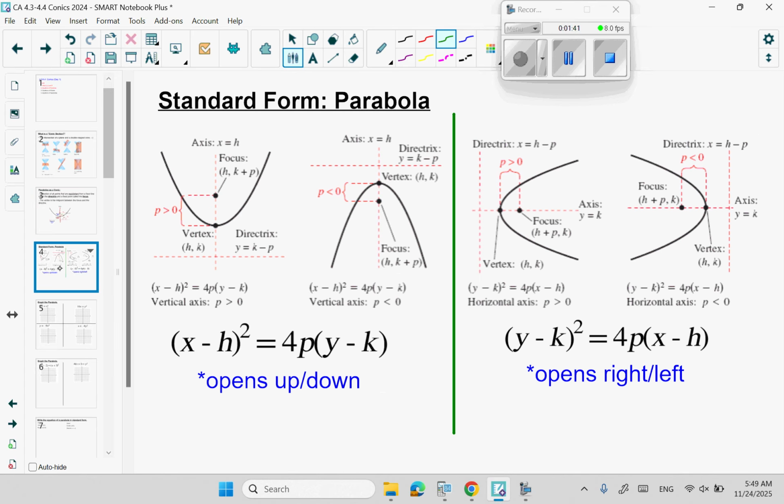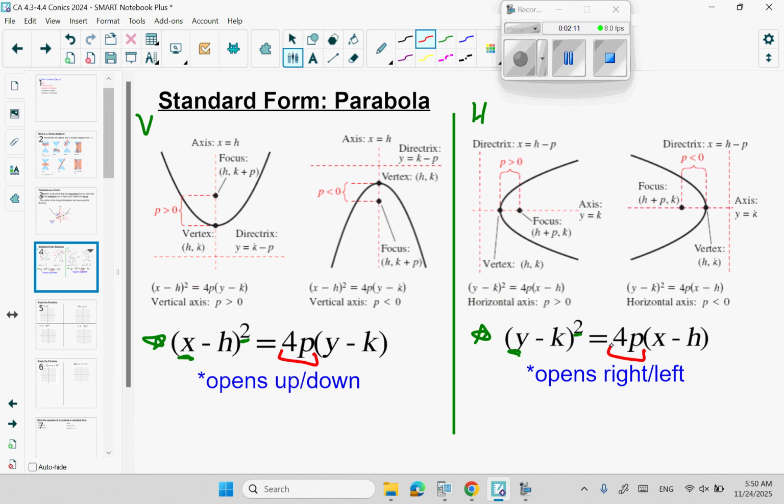Now, there's standardized formulas for these. Parabolas can either be horizontal or vertical. If they are vertical, you'll notice that the x is being squared. If they are horizontal, side to side, you'll notice the y is being squared. You should also notice that 4p is always opposite whatever is being squared.